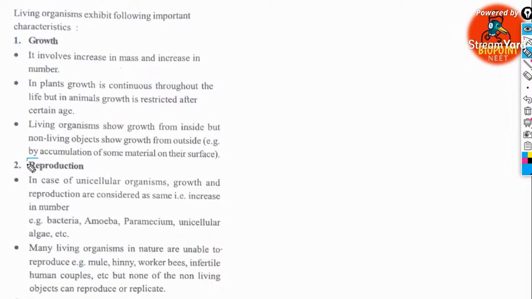And now we have the second topic of reproduction. Growth is over. Next is reproduction. So as you all know, it is a characteristic of all living organisms. And what is reproduction? It is the ability to give rise to new individual of its own kind.